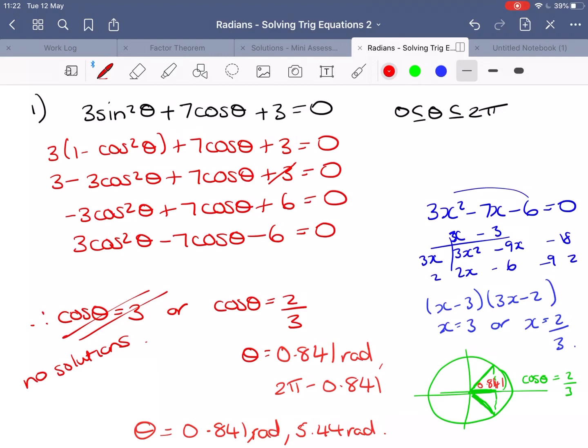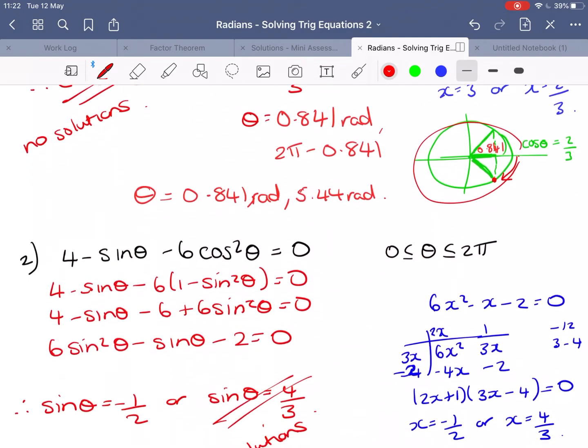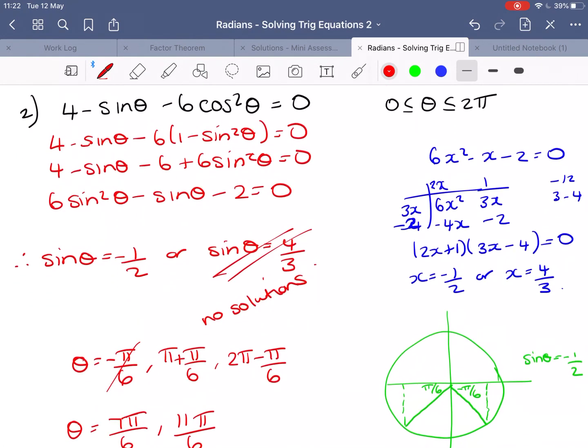And we're going between 0 and 2 pi this time, though. So if we think about going between 0 and 2 pi, this second solution down here is 2 pi take away 0.841. So we end up with 0.841 radians and 5.44 radians. Right, next one then. So again, between 0 and 2 pi.